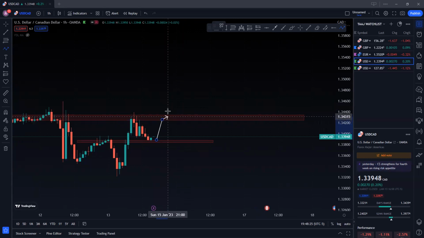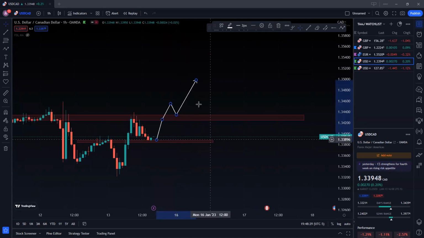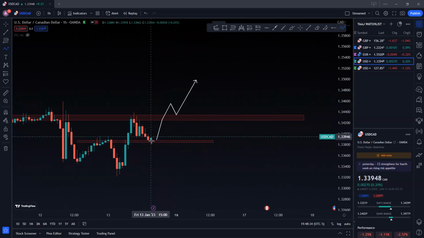And probably it's going to break above, make a retest, and continue to push to the upside. Or the other thing is that if this zone acts as a support, it will probably come up a little bit and then continue to move down.